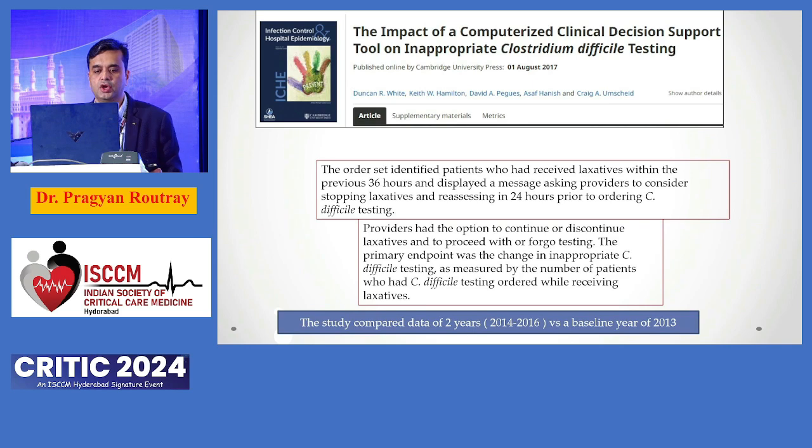Let's start with that. So this is the impact of a computerized clinical decision support tool on inappropriate Clostridium difficile testing. As we know, whenever we see in our ICU somebody having 4 or 5 loose motions every day, we ask for a C. diff testing. So there was a huge amount of C. diff testing being done in Cambridge University. So what they did, they told that whenever you are ordering a C. diff test, a computer program will pop up. They'll ask whether the person has received any laxative in the last 36 hours or not. If that knowledge comes into your purview, you are free to decide whether you'll continue to do the C. diff test or you'll stop over there.